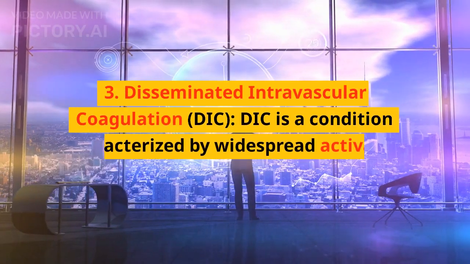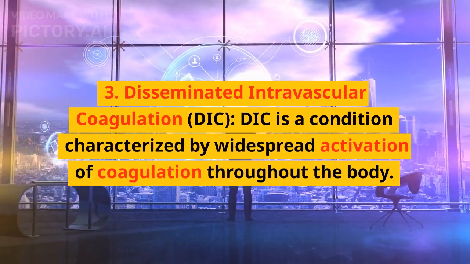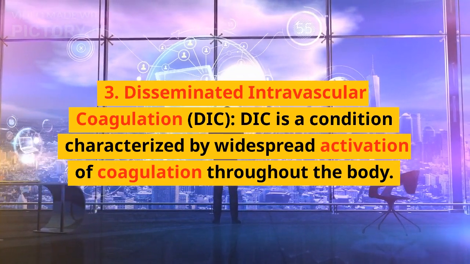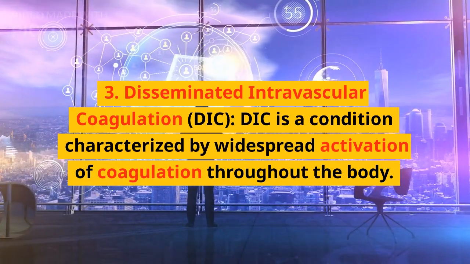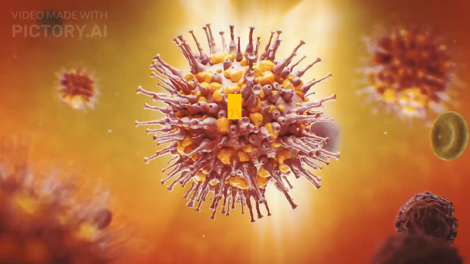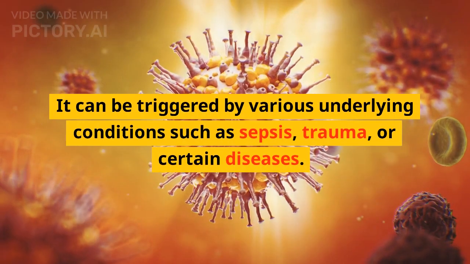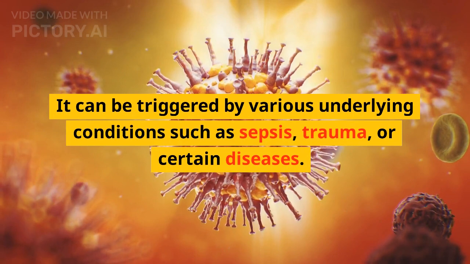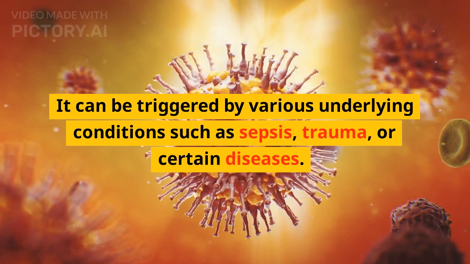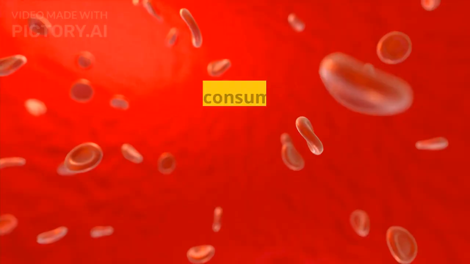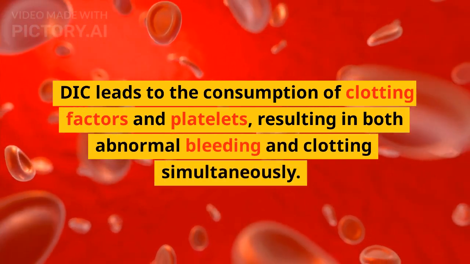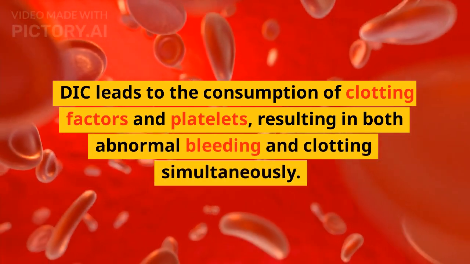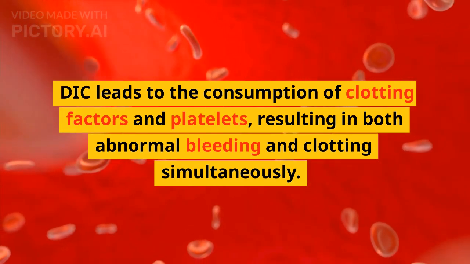3. Disseminated intravascular coagulation, DIC. DIC is a condition characterized by widespread activation of coagulation throughout the body. It can be triggered by various underlying conditions such as sepsis, trauma, or certain diseases. DIC leads to the consumption of clotting factors and platelets, resulting in both abnormal bleeding and clotting simultaneously.